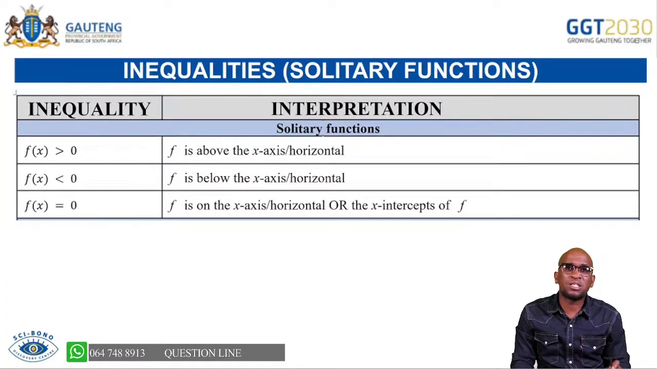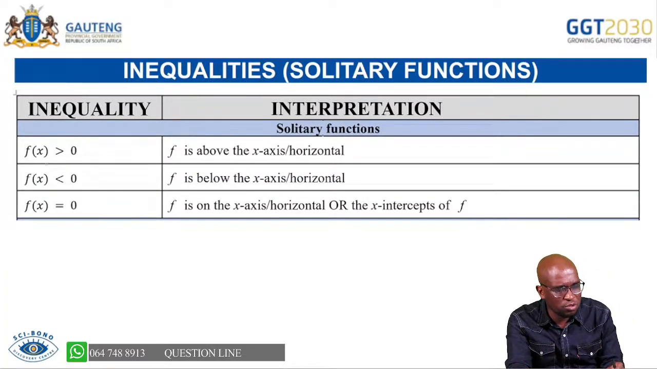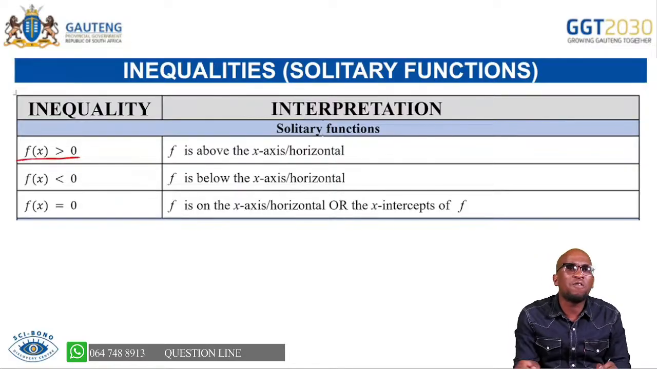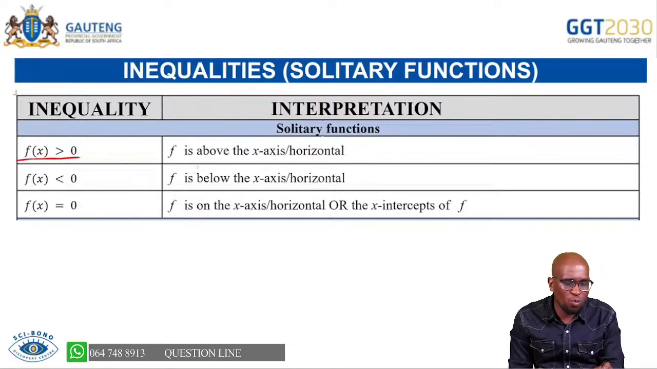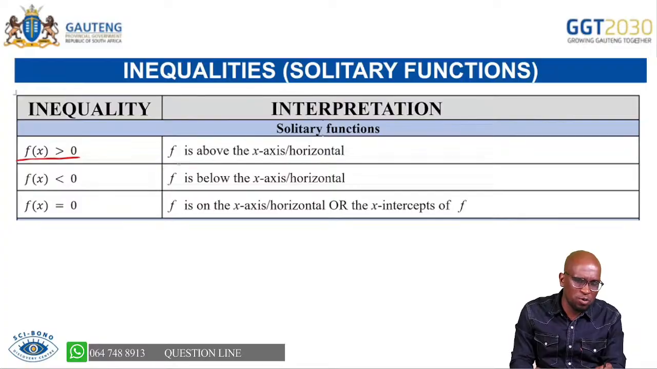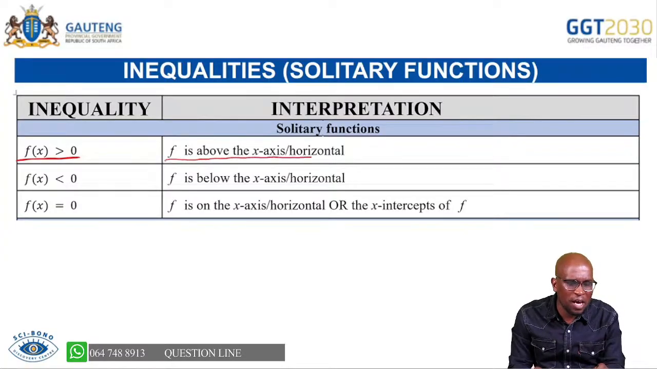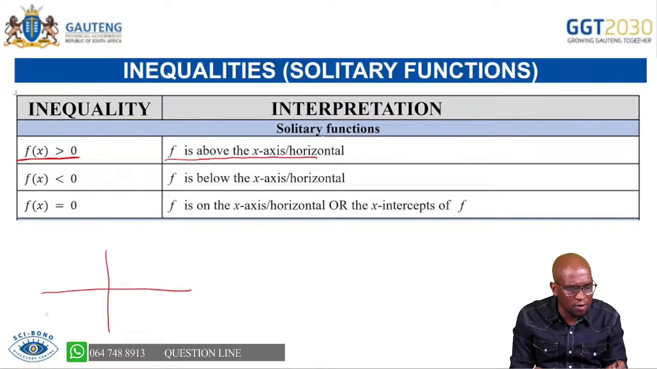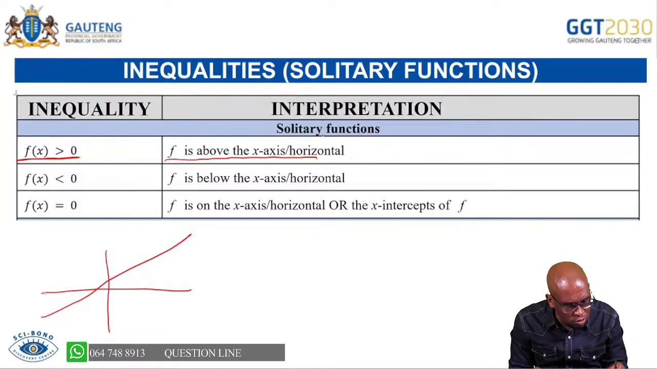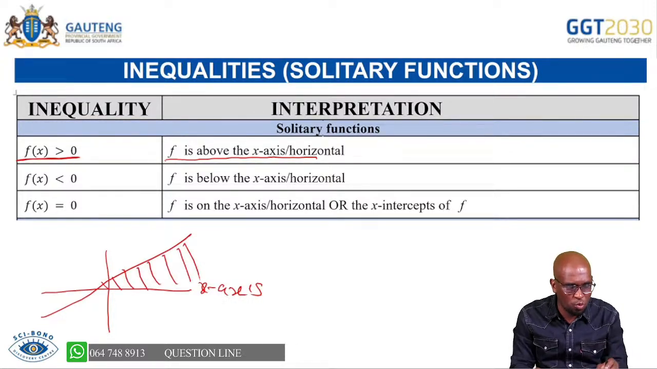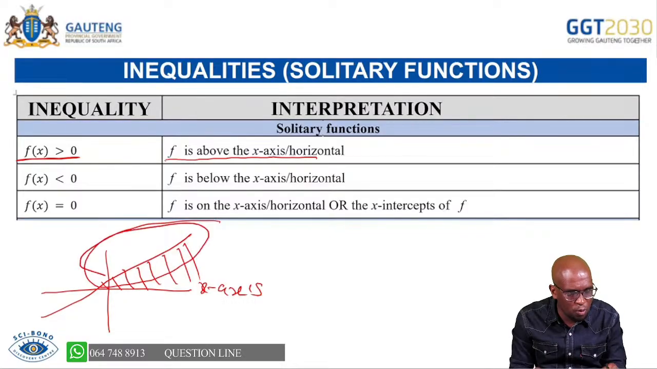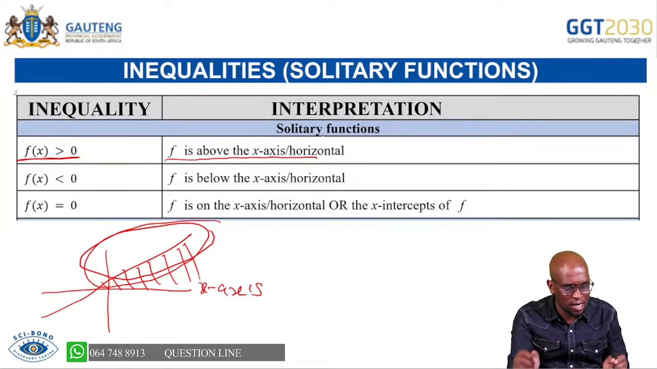Now we look at the solitary functions. If they are saying to you, where is f of x greater than 0? They want the values of x where the graph of f is above the horizontal axis. Let's say, for an example, this is f. So they are looking for the portion. You see, this is the x-axis. So they are looking at a portion of the graph which is above the x-axis.